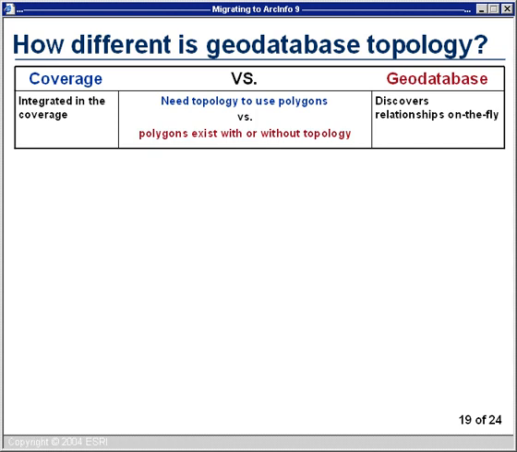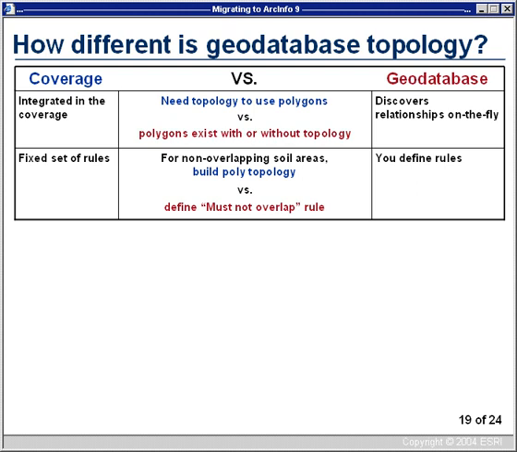How different is geodatabase topology from normal coverage topology? Well, remember that coverage topology is integrated into the coverage. In other words, a coverage cannot exist without topology. In the geodatabase, topology is discovered when it is required. In other words, the relationships between features are not implicitly stored, but are created when they're needed during an edit session or when you validate the topology. In the coverage environment, topology has a fixed set of rules. You need to physically build or clean a coverage, and these rules will be executed. In the geodatabase, there are none set. You have to create and define your own.